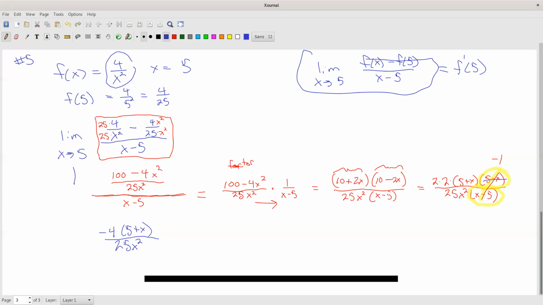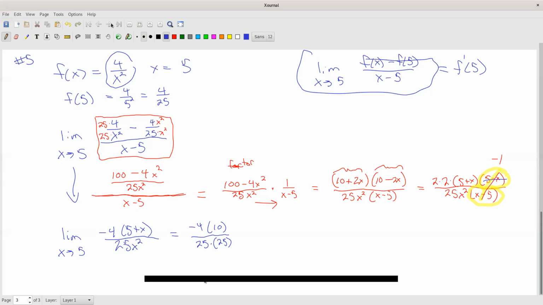So I'm ready to bring that limit back. Limit as x goes to 5. So we just plug in and hope nothing goes wrong. By the way, if we tried to plug in 5 at any other point here, we would find 0 over 0. And we'd have to say, oh, better do some more algebra. All right, so if we plug in 5, we get -4 times 5 plus 5 is 10. Over the bottom, we get 25 times 5 squared, which is also 25.